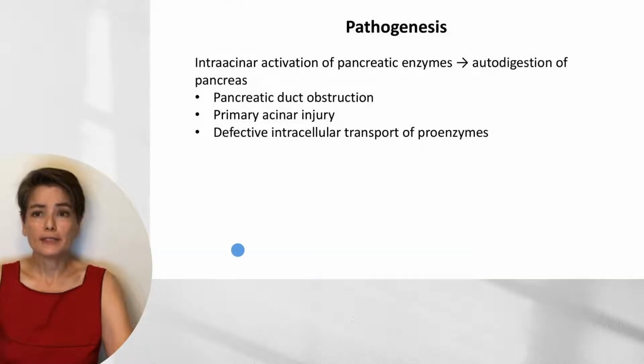So the pathogenesis of acute pancreatitis is essentially that we get intra-acinar activation of pancreatic enzymes, leading to autodigestion of the pancreas. And there are 3 primary arms to this. We have pancreatic duct obstruction, primary acinar injury, and defective intracellular transport of proenzymes. And I'm going to go through each of these using a fantastic figure from Robbins and Kumar Basic Pathology.